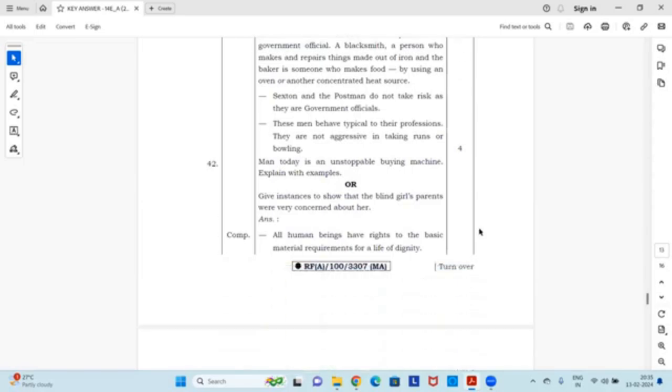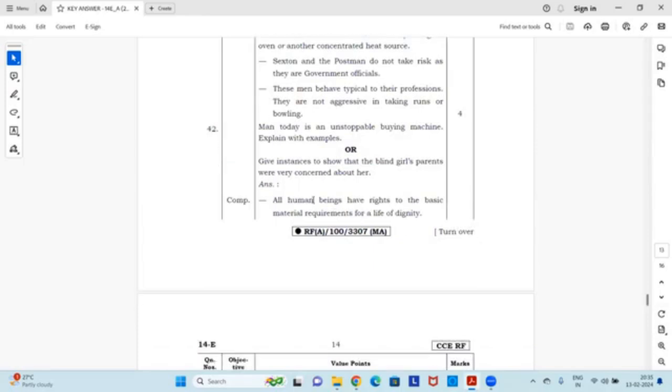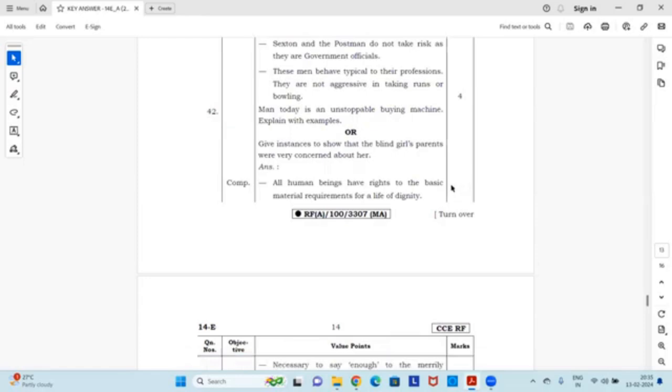Okay, moving to the next question, 42. Man today is an unstoppable buying machine. Explain with examples. Or, one more question is given: give instances to show that the blind girl's parents were very concerned about her. Okay, let's see the first one.